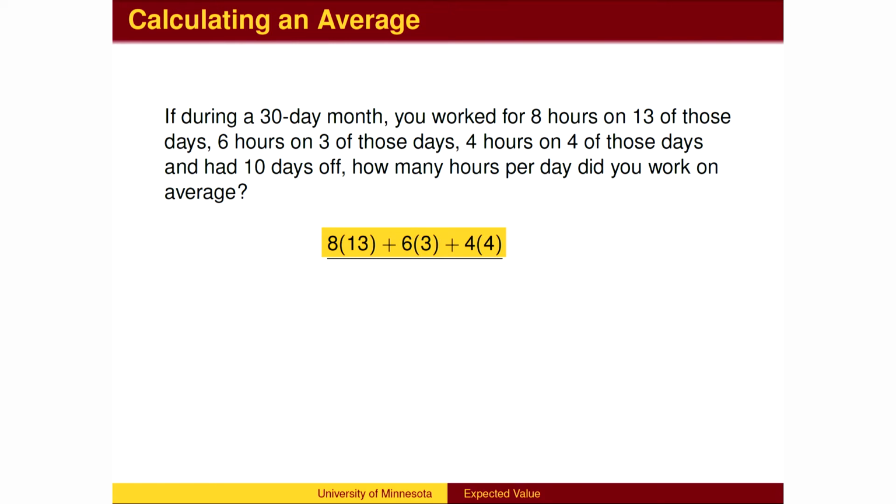The total hours worked can be found by multiplying the number of hours worked by the number of days with that schedule. 8 hours for 13 days, 6 hours for 3 days, 4 hours for 4 days. We then divide by the 30 days in the month to get the average.